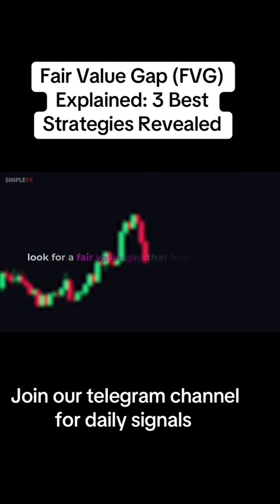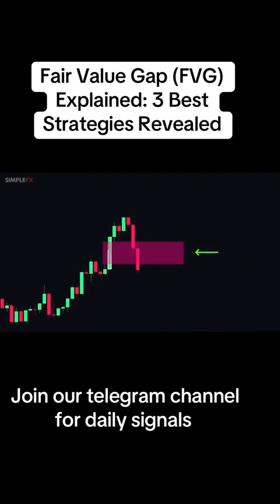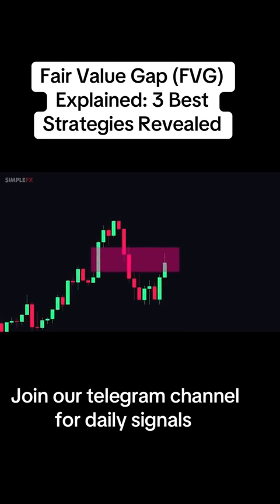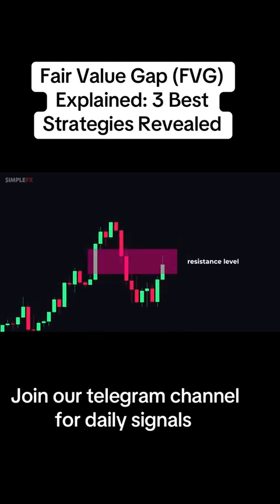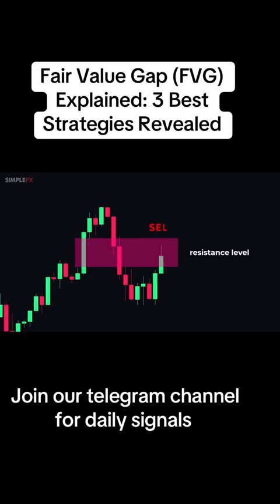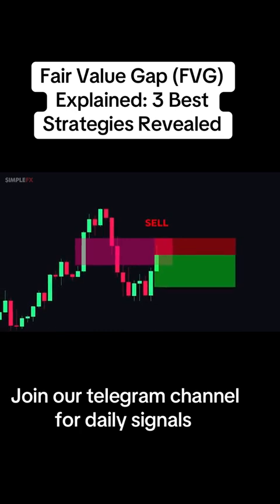The first step is to look for a fair value gap that has been broken. This means the price has already moved through it once. In this case, we see this bullish fair value gap that's been broken. Next, wait for a retracement back towards that gap. This broken fair value gap now acts as a resistance level. Once it retraces, take a position opposite to the original direction of the fair value gap. If it was a bullish fair value gap, open a short position. Now, manage your risk by placing your stop loss just above the fair value gap and aim for a take profit level at twice the distance of your stop loss.